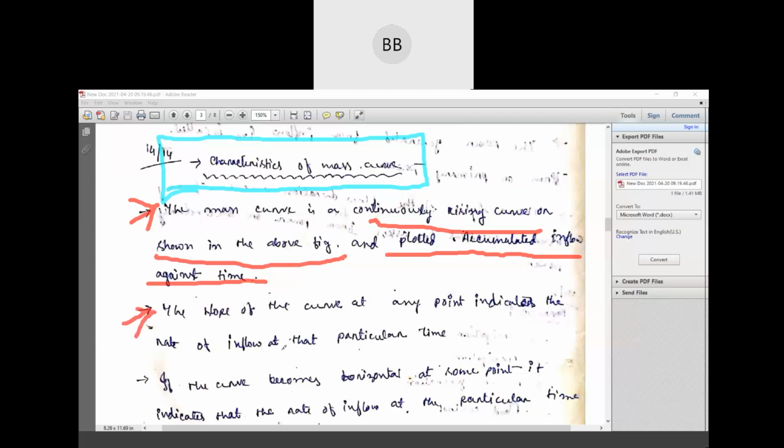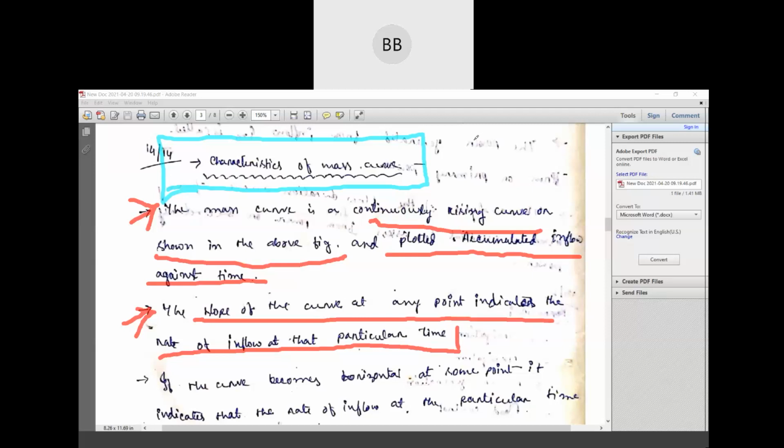And the second point is, the slope of the curve at any given point indicates the rate of inflow at that particular time. If you find the slope of the curve at any point, that slope indicates the rate of inflow, that is the discharge at that particular time, because in the graph we have taken accumulated inflow, not inflow. So if you find the slope at a particular point, that slope gives you the rate of inflow at that particular time.